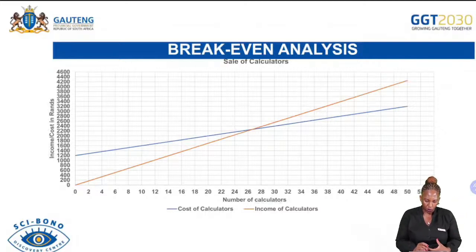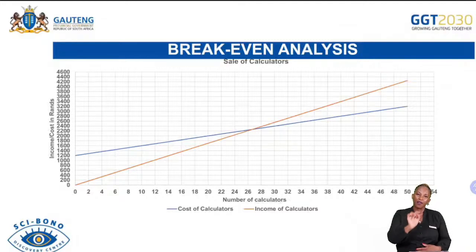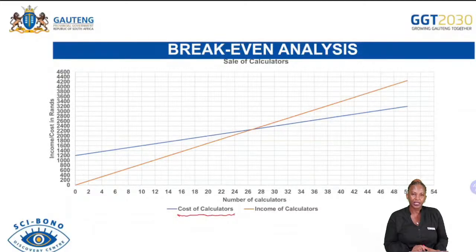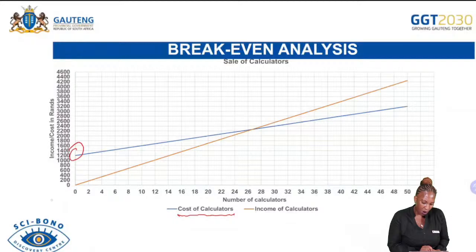Let's have a look at this one. How do you know which graph is which? As you can see, let's start with the blue graph. The blue graph here says it is the cost of calculators. Why does this blue graph start here? Why does it not start at 0?